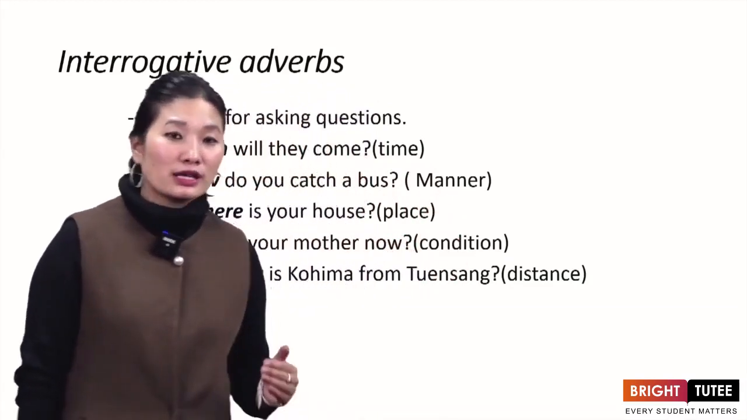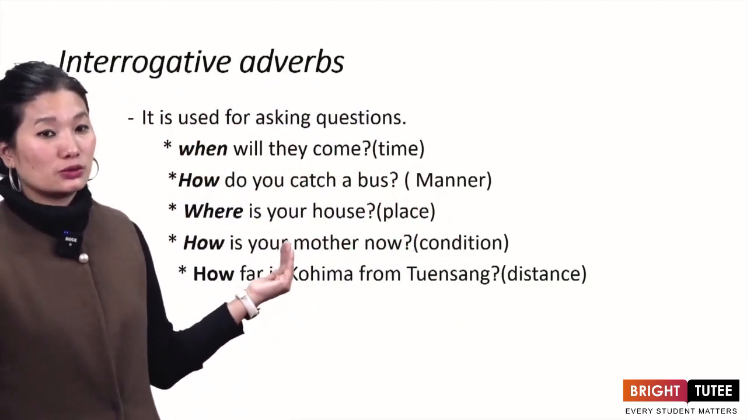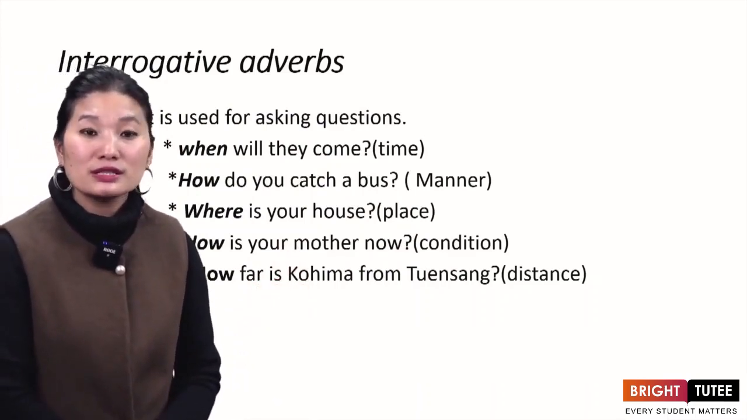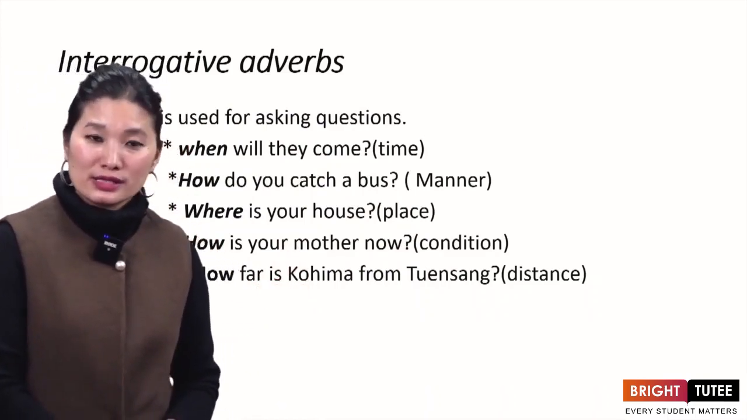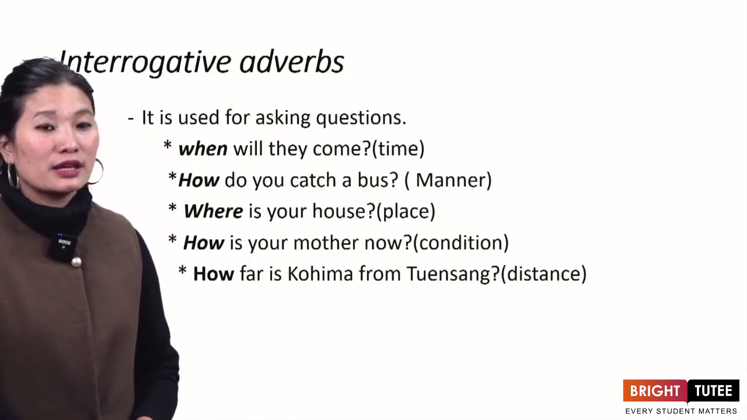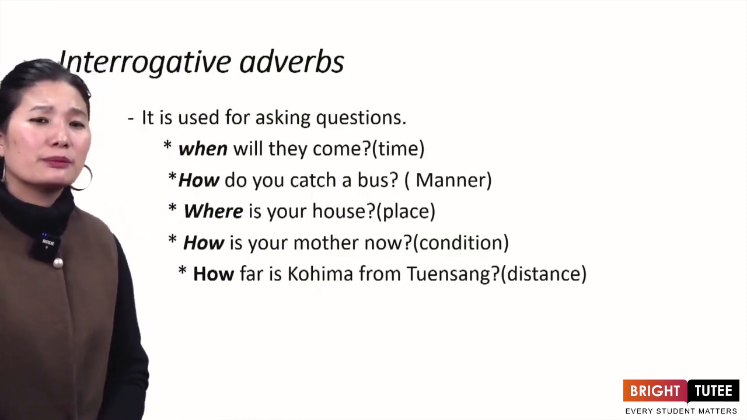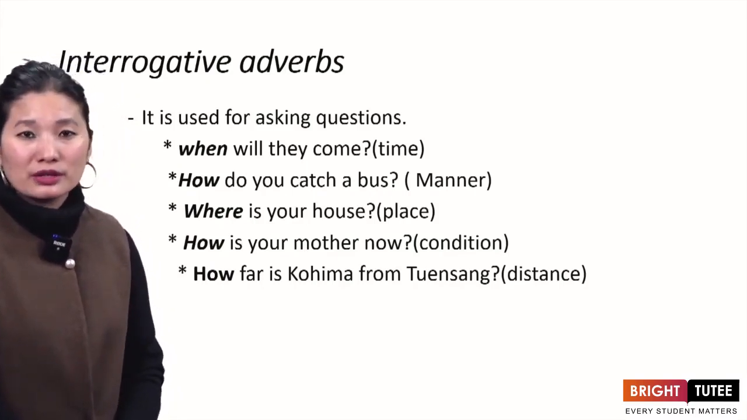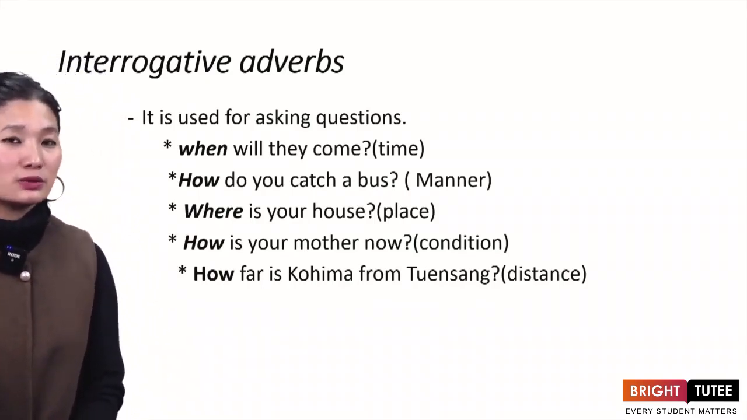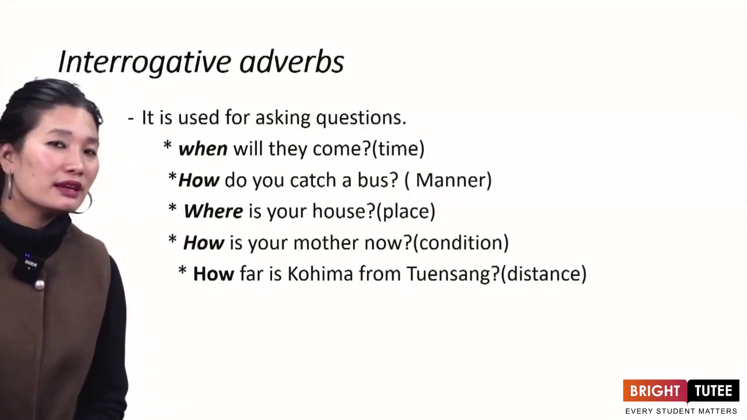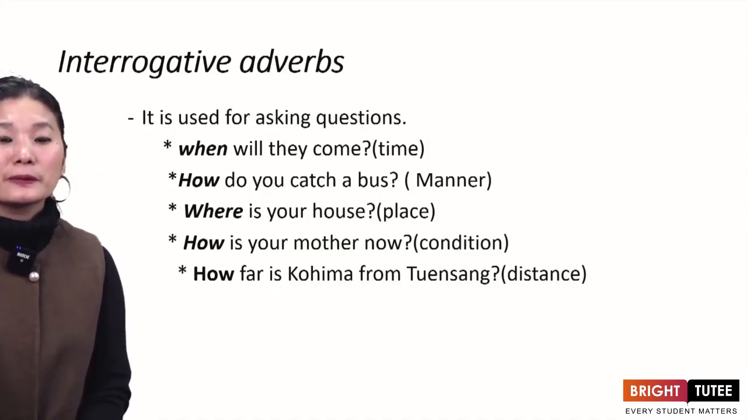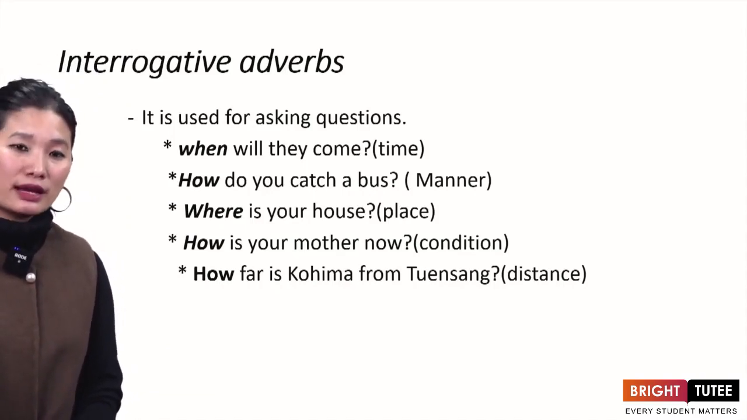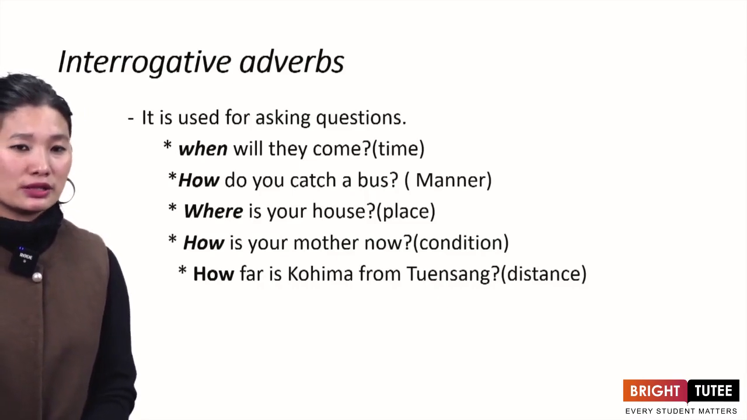It is used for asking questions. Of course, that is true. It is used for asking questions, but not all question words are interrogative adverbs. When will they come? Let's look at this. It signifies time. You can say they will come early, they will come late, they will come tomorrow, they will come the day after tomorrow, and so on. So when it is about time, it is an interrogative adverb.